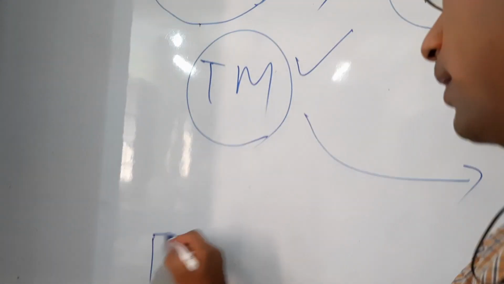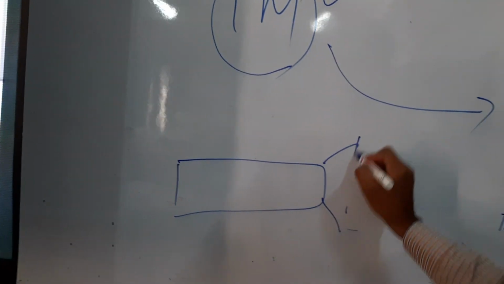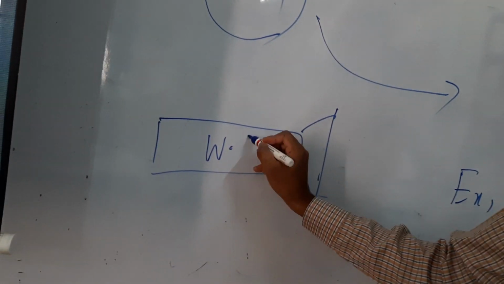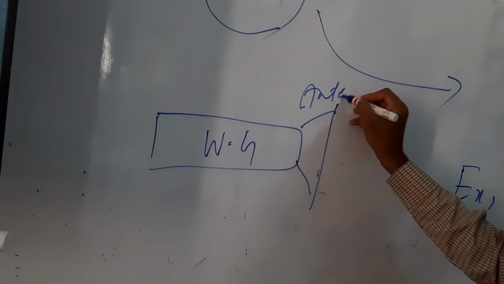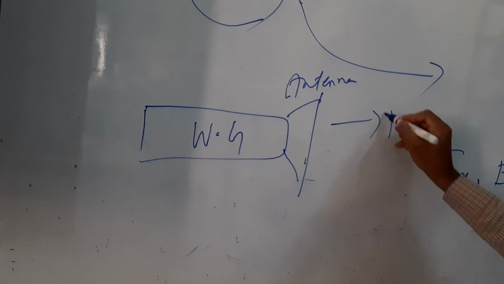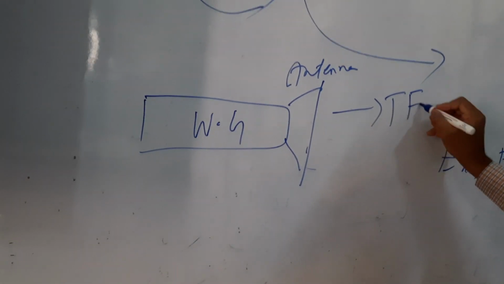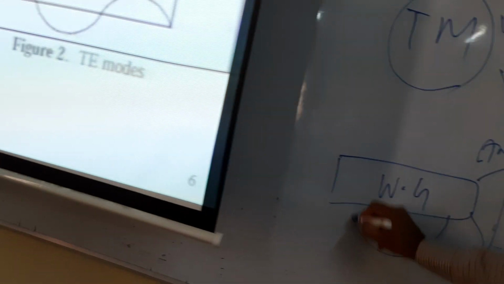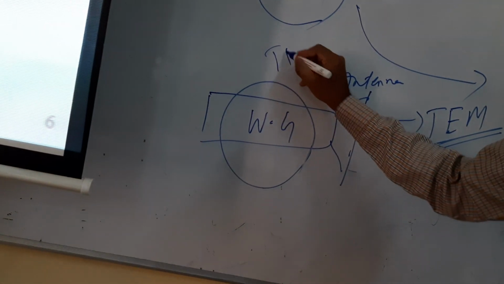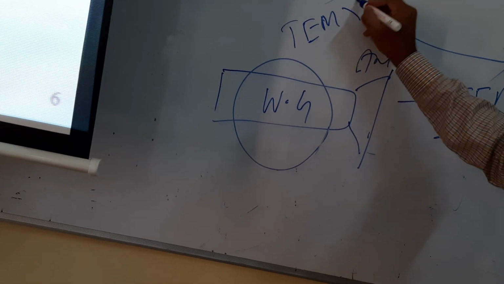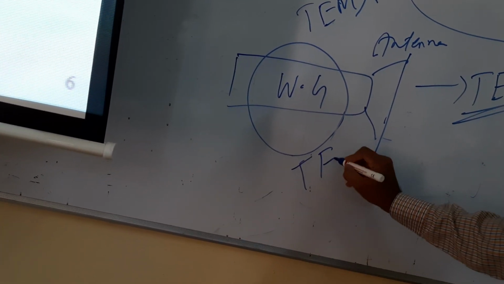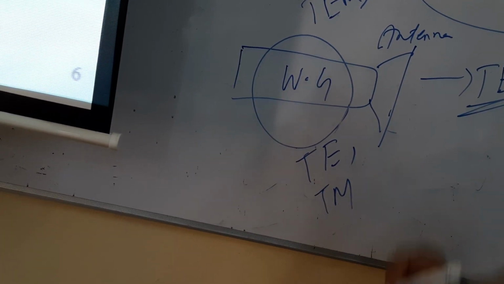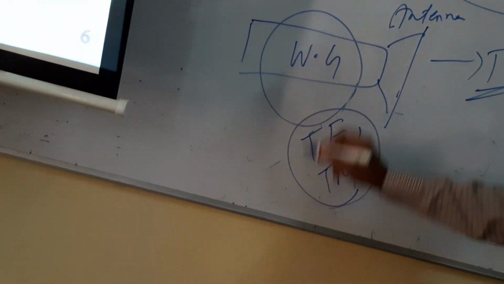After this waveguide we have an antenna. This is the waveguide, and this is the antenna. The antenna propagates an electromagnetic wave, that is a TEM wave, transverse electromagnetic wave. But inside this waveguide, it cannot transmit TEM mode. Either you have TE mode or TM mode. So you can see different types of modes.